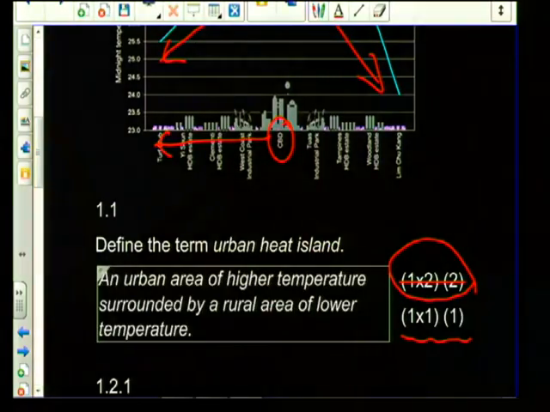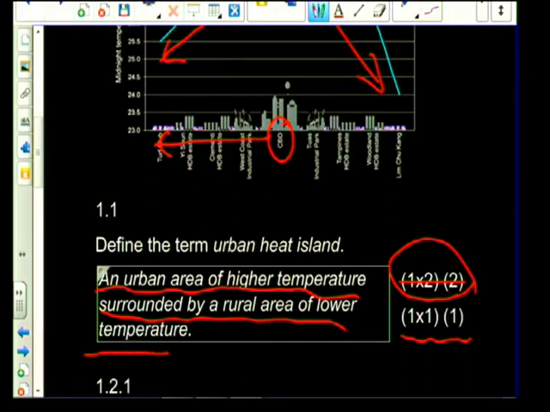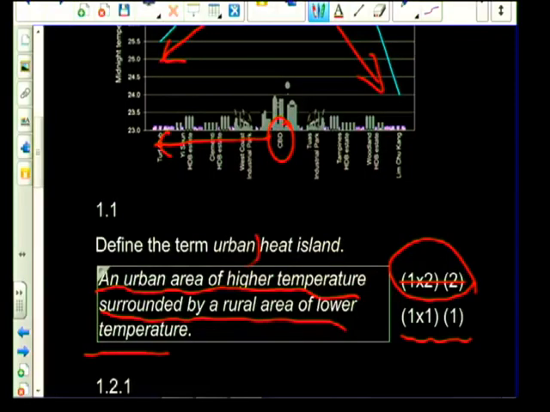Okay, and we look at the answer: an urban area with a higher temperature surrounded by a rural area with a lower temperature. A full definition. You can't write an area with a higher temperature surrounded by an area with a lower temperature, because we're emphasizing the words urban heat island.